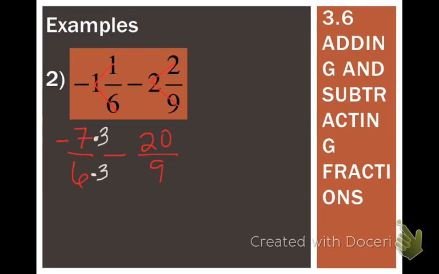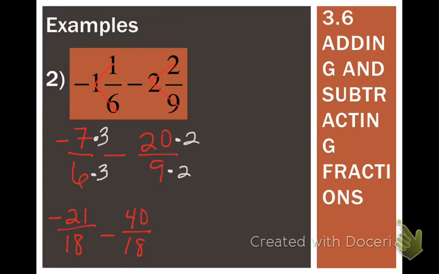And to make the second one 18, I need to times the 9 by 2. So again, I have to do the same thing to the top. This is just a nice way to show your work. So my equivalent fractions, I'm going to write below here, are negative 21. Again, we can't forget to carry this negative through the problem. Over 18 minus 40 over 18.